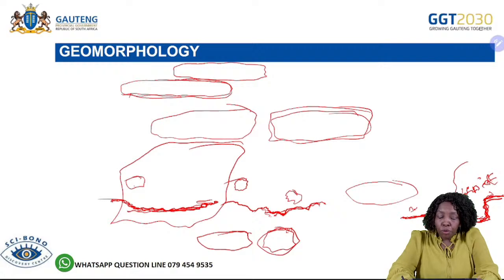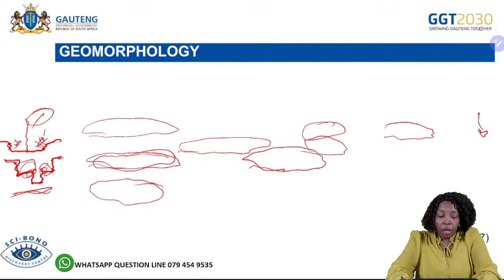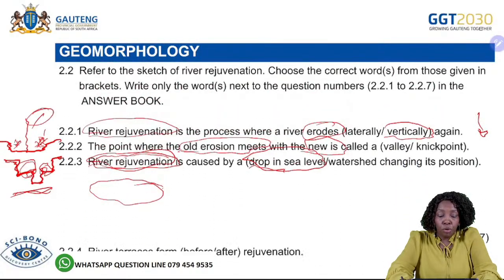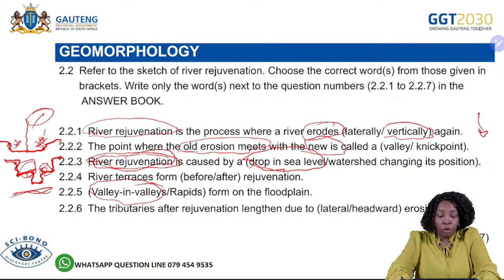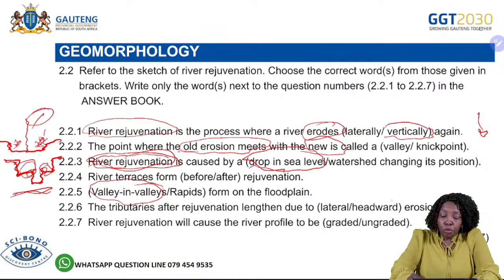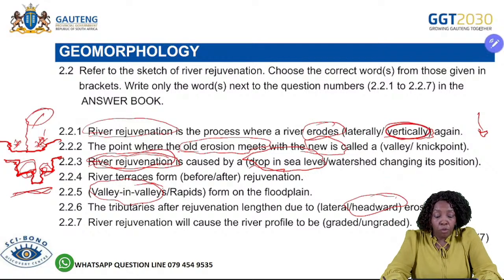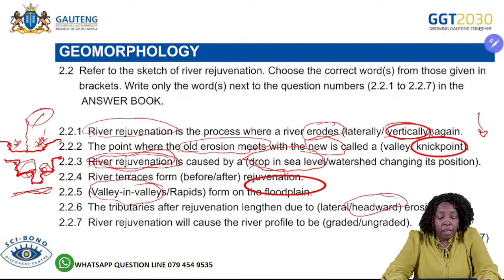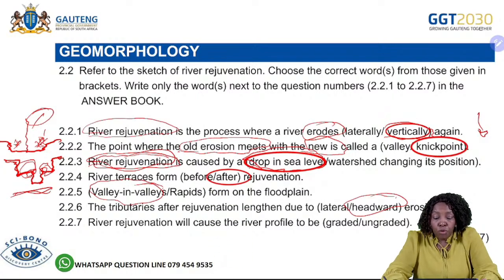Okay, let's go back to the questions that we are working on. I just wanted to show you the changes that we observed on that diagram. The tributaries after rejuvenation lengthen towards the source, and the correct answer there is headward erosion. And then number 7, the river rejuvenation will cause the river profile to be graded or ungraded.